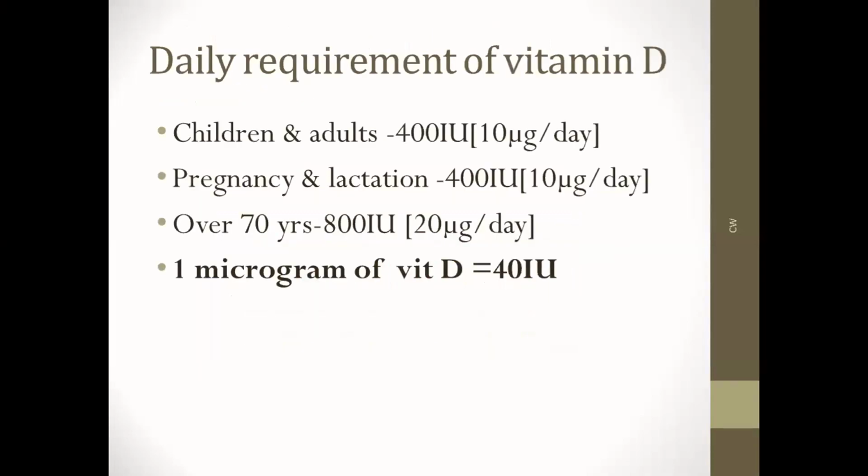The daily requirement of vitamin D for children and adults is 400 international units or 10 micrograms per day. During pregnancy and lactation, the requirement is the same. But adults over 70 years need 800 international units per day. 1 microgram of vitamin D equals 40 international units.